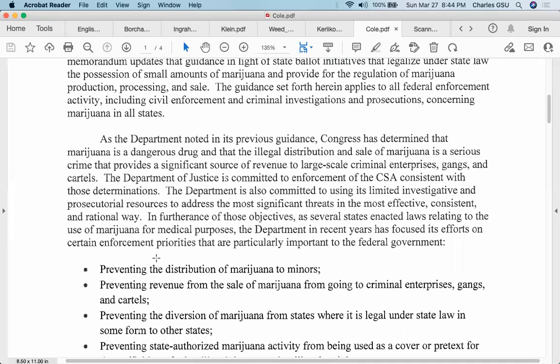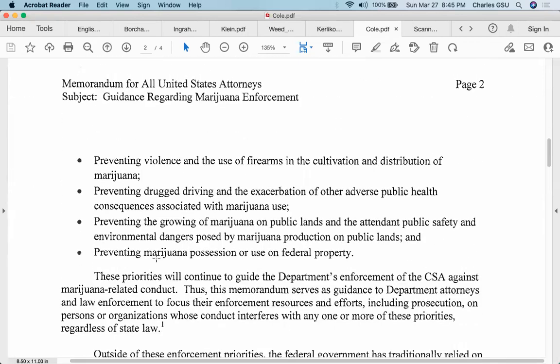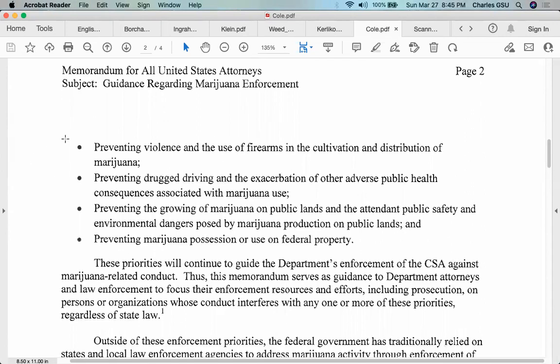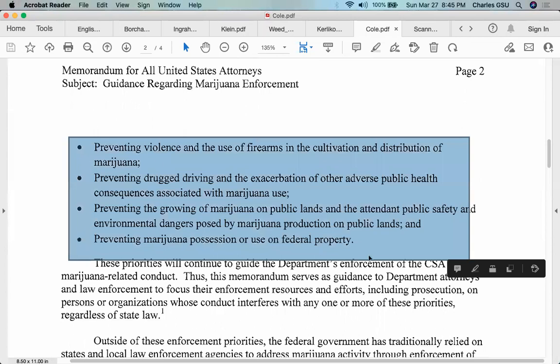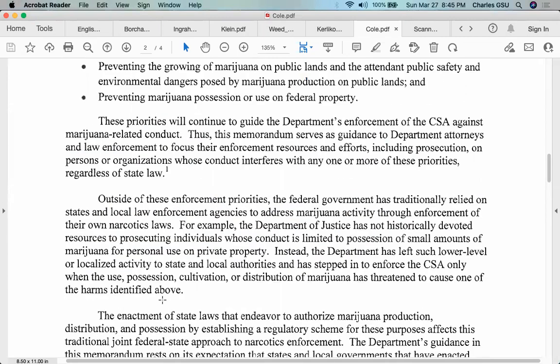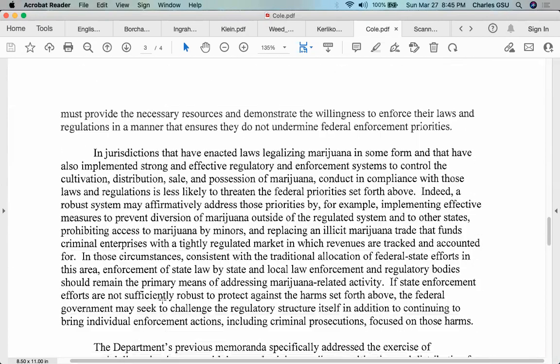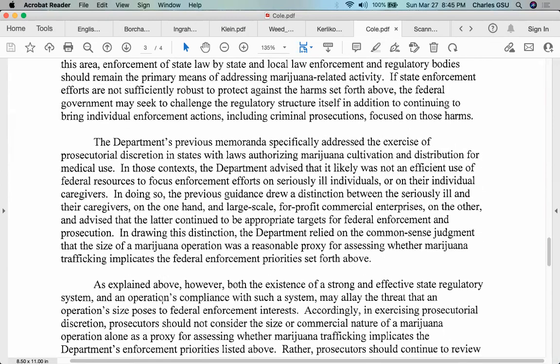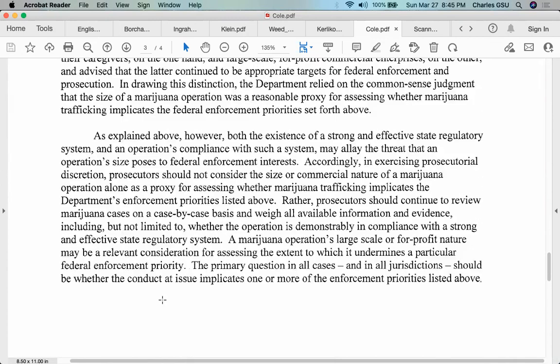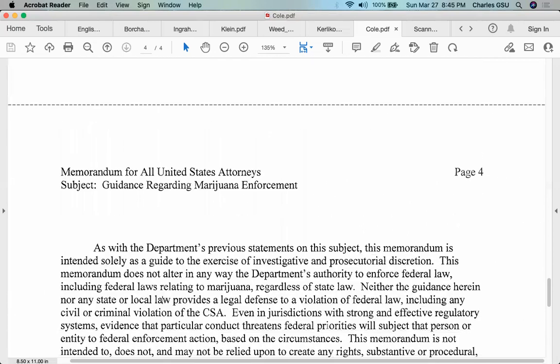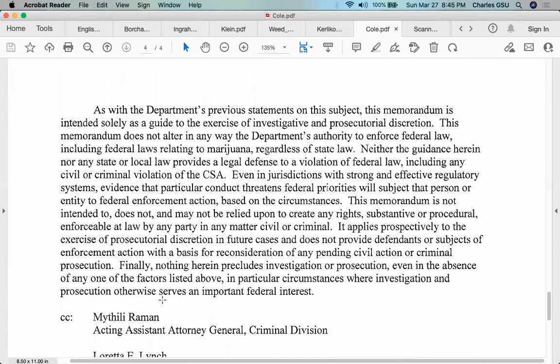And basically what this, it's only a 2 or 3 page memo, says is, look, here are all the things we have been doing. We've been preventing violence and preventing drug driving and so on. However, from 2013 on, we are going to, as a United States, sort of allow the states to do their own thing, unless it really poses a real problem for the country.